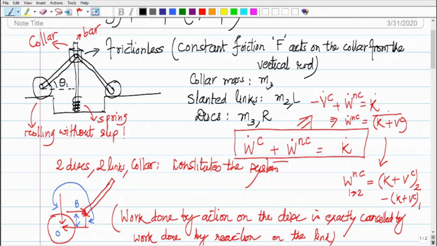What about the horizontal reaction? That's a friction from the ground. But again, because of rolling without slipping, the point of contact has got no velocity. So therefore, the work done by friction is also zero. So as far as the external force from the ground is concerned, they do no work.